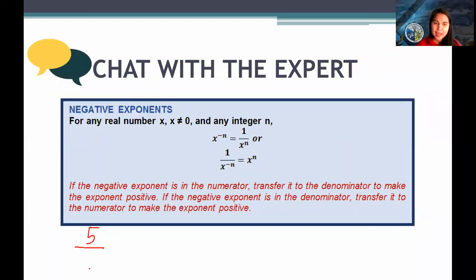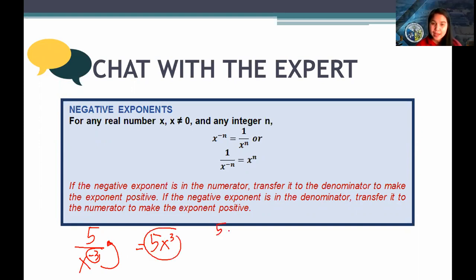5 over x to the power of -3. The negative exponent is in the denominator, so you transfer it up. It becomes 5x cubed. Let me have another one, okay?